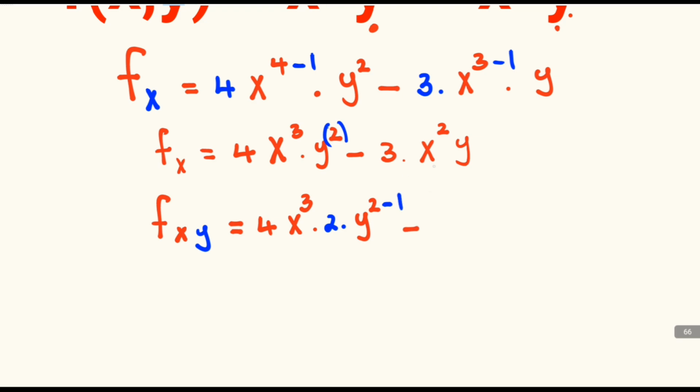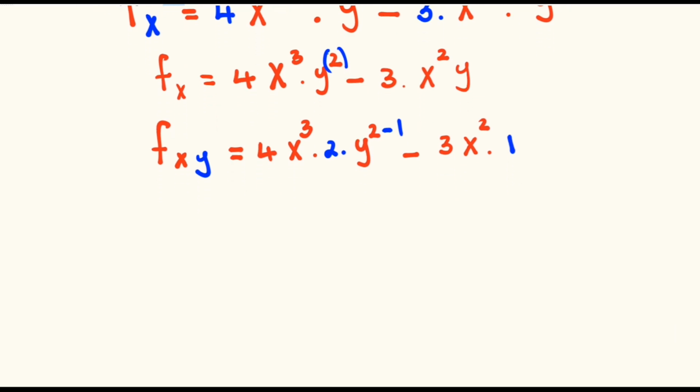minus the 3x squared, which we consider to be constants for now, and we differentiate the y. The derivative of this y will be equal to 1. So the partial derivative of f with respect to x and then with respect to y will be equal to that 4 multiplied by that 2 will be equal to 8 multiplied by x raised to the power 3 multiplied by y raised to the power 2 minus 1, which is equal to 1, minus 3x squared multiplied by 1, which will be equal to the 3x squared.